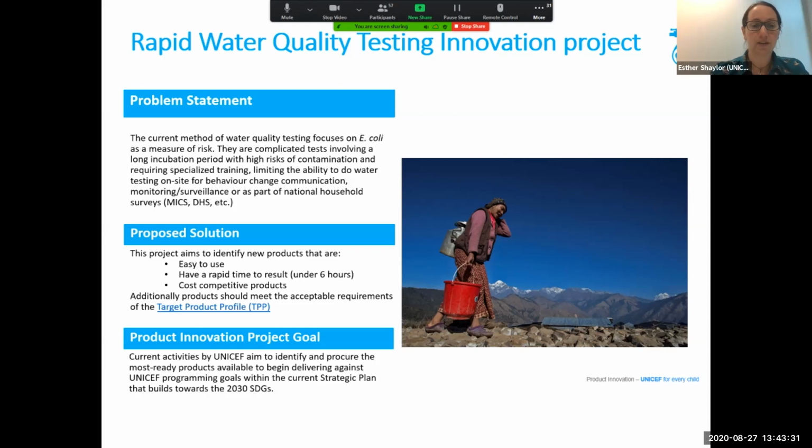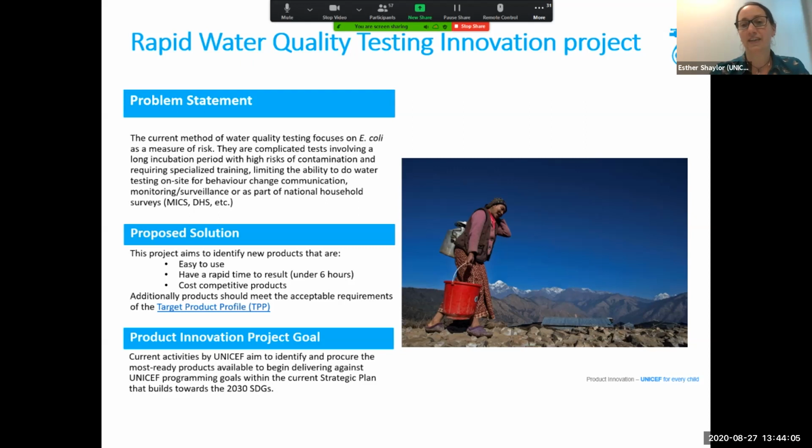So what we've been looking at under this project is trying to identify new products that are easy to use, have a quicker time to result, significantly quicker in that we're trying to get it under 6 hours, and that they're cost competitive, so that if they are quicker, we can do more of them, and they're going to be cost effective to do that. There's a whole range of attributes that we're ideally looking for from products, which you can find in what's called our target product profile. And the link is in the presentation, or just Google UNICEF target product profile, and you can see what this is.